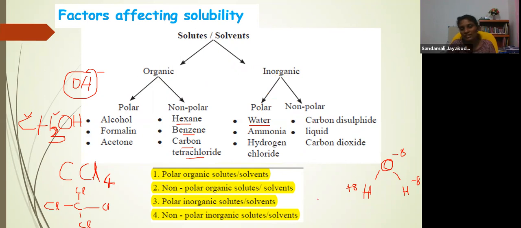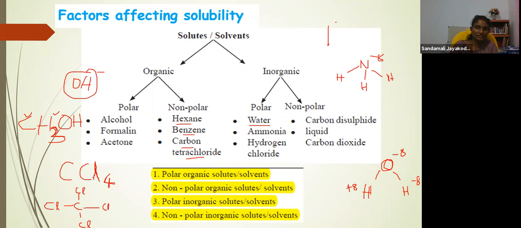And ammonia, NH3, in the same way has some polarity, because nitrogen is also on the same side of the periodic table as oxygen. It is also a non-metal, and non-metals have high electronegativity. So it has some delta minus charge.